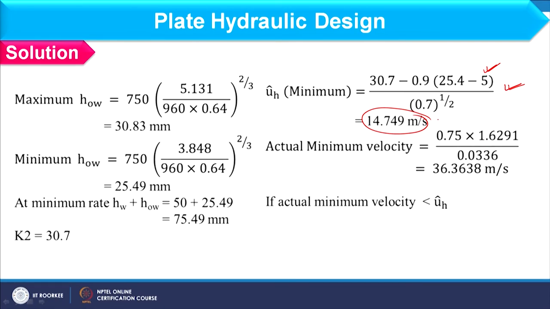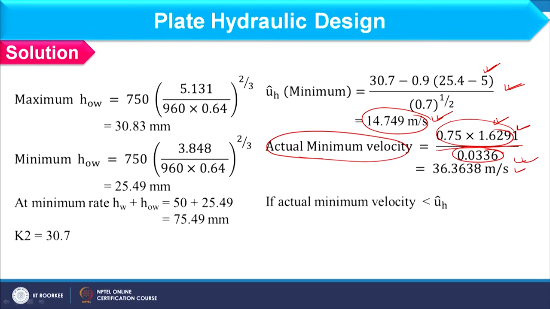And further, we have to find out the actual vapor velocity. This is the volumetric flow of the vapor at the bottom, and this is the maximum value. We consider the minimum value of that, because weeping corresponds to minimum vapor velocity, okay? So for that I should consider minimum flow rate as well, divided by the hole area, okay? So, 36.3638 meter per second is the actual vapor velocity, and that is the minimum vapor velocity, and this is well above this value. So, at present, my condition is satisfied.